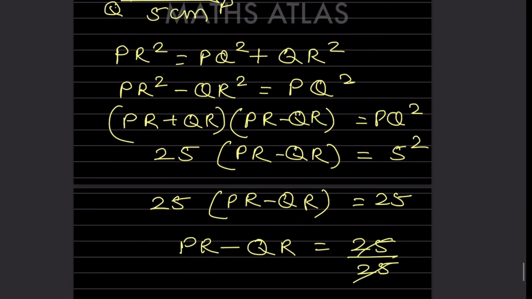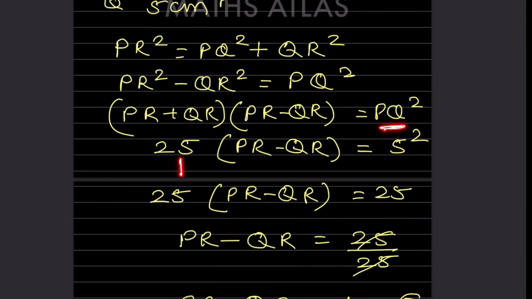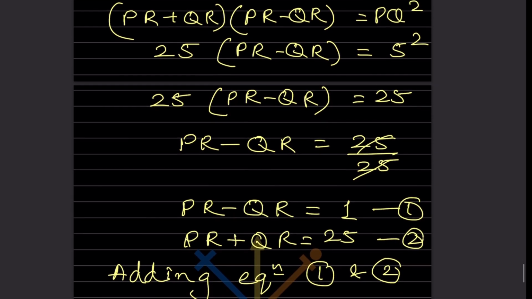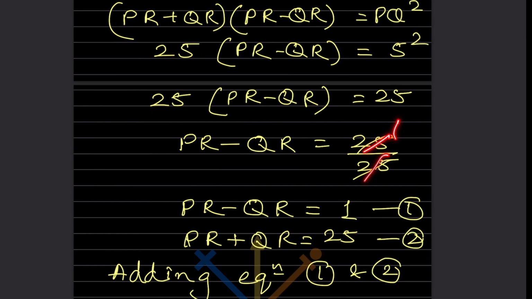So you will take the square of this one. 5 square is 25. Now here is multiplication, so you write this 25 here, and this 25 goes to the other side, which means it is going to get divided. So what do we get here? PR minus QR, when you cancel out, you will get 1. Let us consider this as equation number 1.